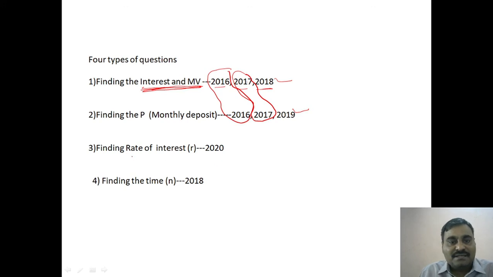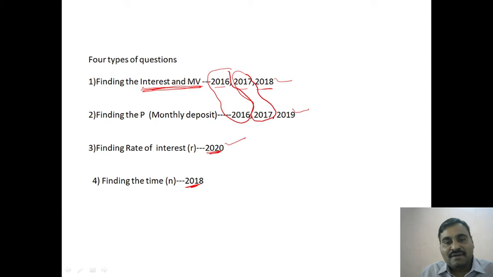And rate of interest was asked in 2020, last year's question paper. You can see the question is based on rate of interest. And the last type of question is finding the time, that is the N value, which was asked in only 1 year, 2018. So I have taken the analysis of the last 5 years. Now you can understand that only these types of questions will be repeating.